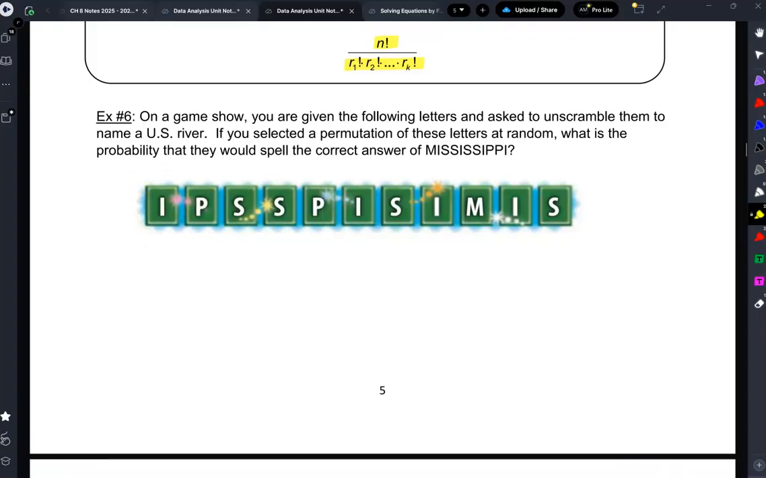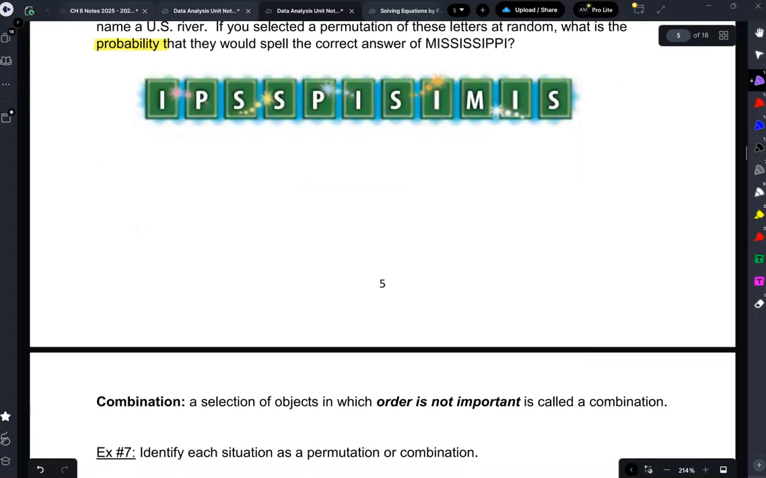Another thing that is important about this question is we're not being asked the total number of permutations or how many different ways there are to arrange them. We're asked for the probability that we get Mississippi. So it has to be the favorable outcomes over the sample space. So for the sample space, first we need to figure out how many permutations there are.